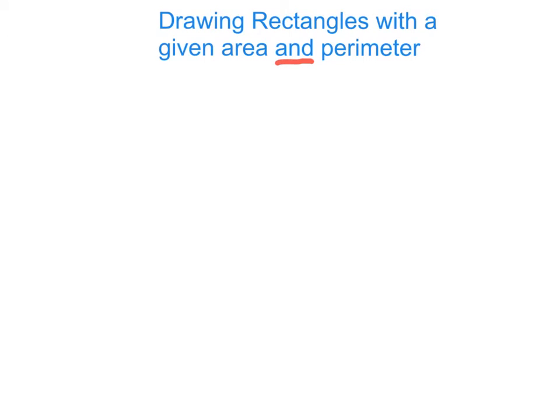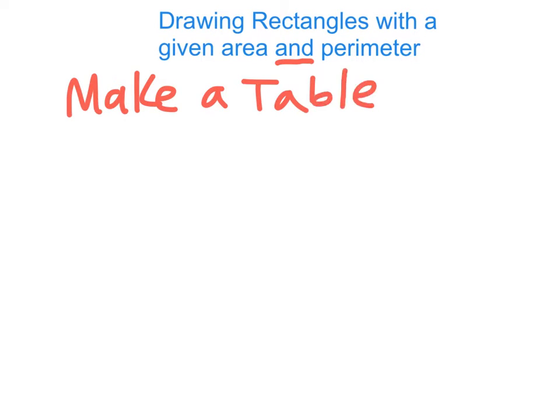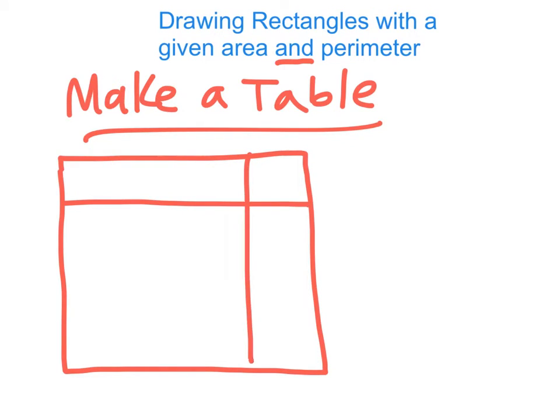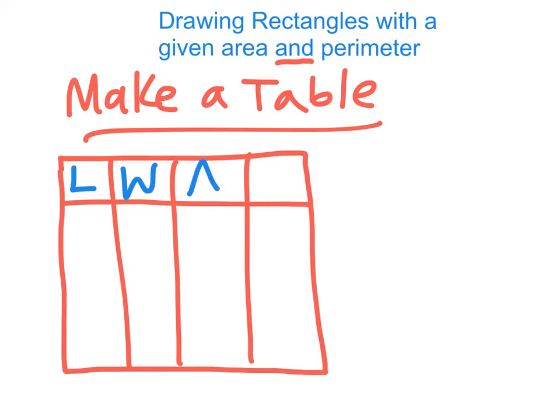The first thing you should know is that anytime you have a question like this, you need to make a table. You have to make a table to begin. So your table will look like this. Nice and neat, of course. I might be doing it not as neat as you will, but you'll do it nice and neat. There'll be 4 columns, and these columns will have length, width, area, and perimeter.